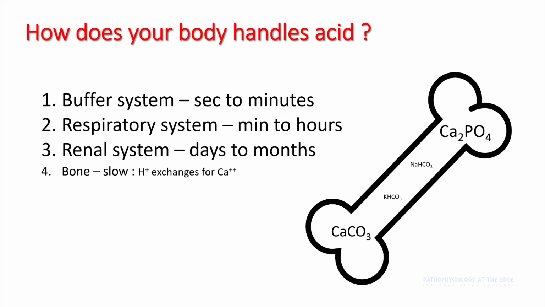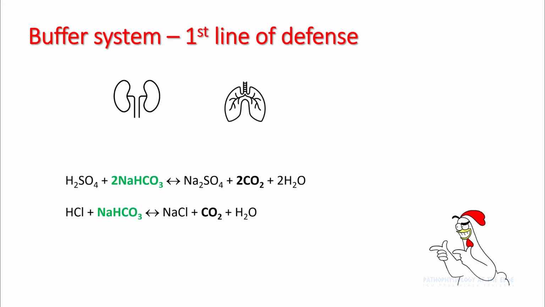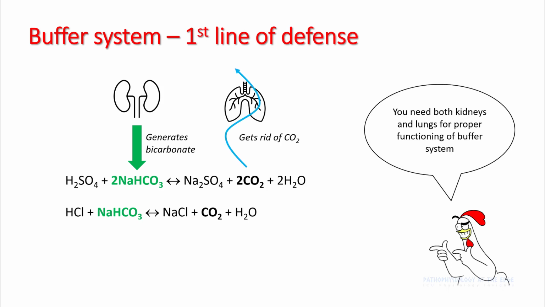Bones are also a buffer system for your body, and your hydrogen ion exchanges for calcium, but this is a very slow process. The buffer system is the first line of defense against changes in pH. So for example, if you encounter an acid, first thing you need is a base like sodium bicarb, and this is generated by your kidneys, and the carbon dioxide that is produced by this reaction is excreted through your lungs. So you need both kidneys and lungs for proper functioning of your buffer system.